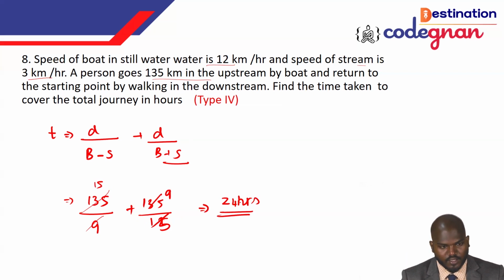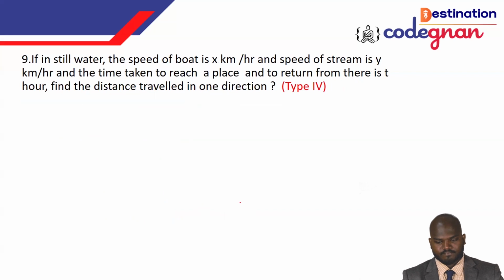Got it? I'm going to the next one. If in still water, the speed of the boat we can call it as x kilometer per hour, and the speed of the stream we can call it as y kilometer per hour. So the time taken to reach a place and return from there is t hours. So find the distance traveled in only one direction.